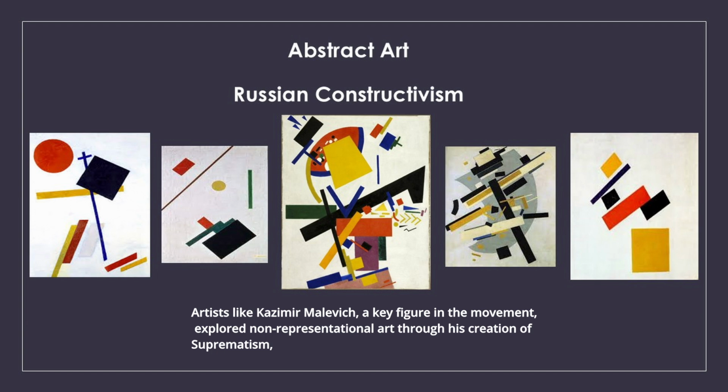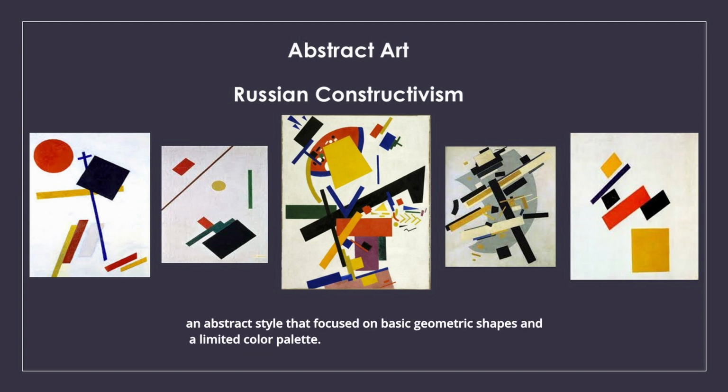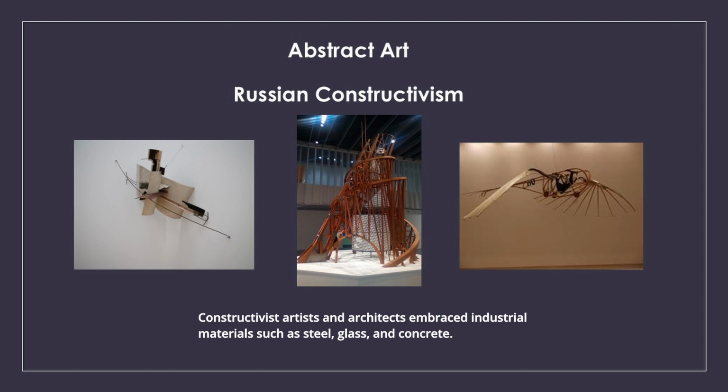Artists like Kazimir Malevich, a key figure in the movement, explored non-representational art through his creation of suprematism, an abstract style that focused on basic geometric shapes and a limited color palette. Constructivist artists and architects embraced industrial materials such as steel, glass, and concrete. They believed that these materials were more suited to the needs of a modern, industrialized society.